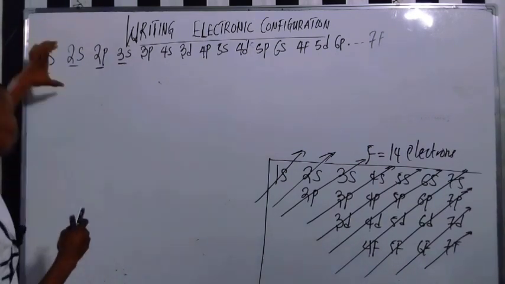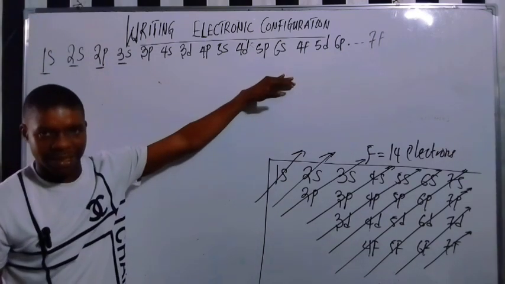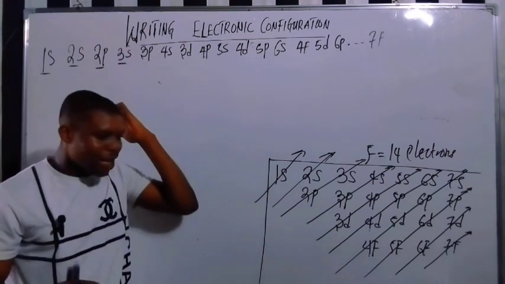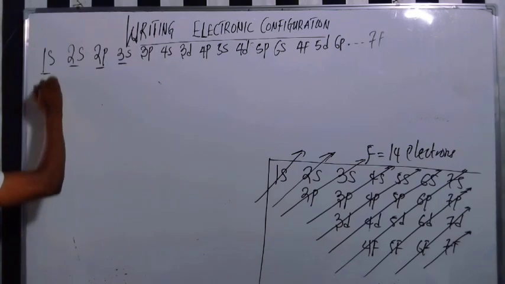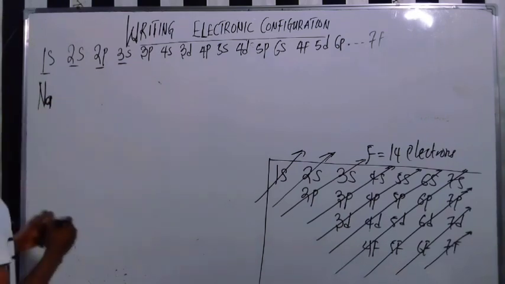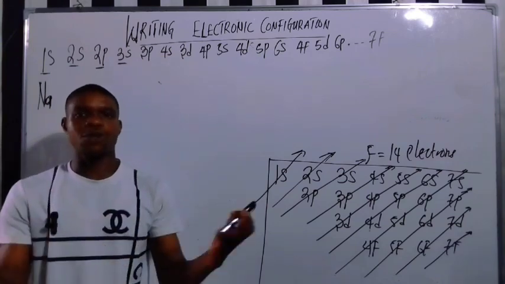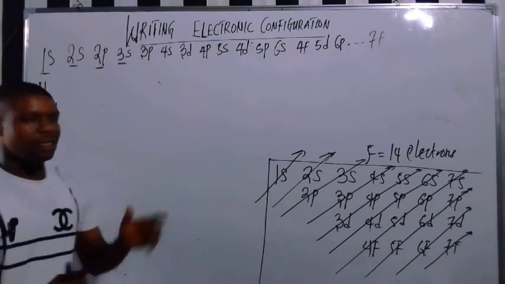So there's a guiding principle when you are filling electrons into these orbitals. I must follow them one by one. So now let's imagine that we are given the element sodium. What is the atomic number of sodium? It is 11.